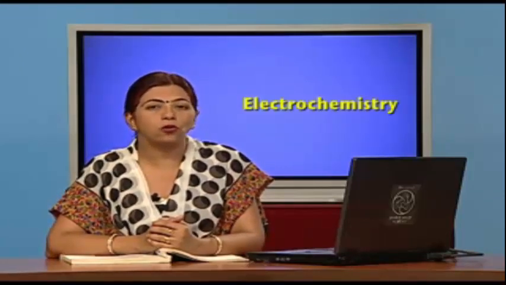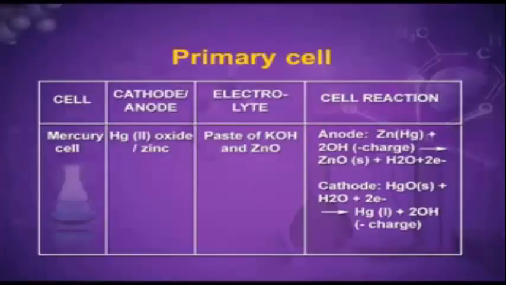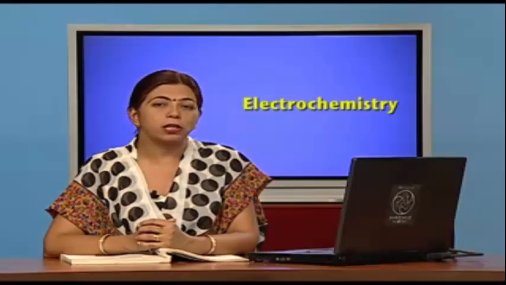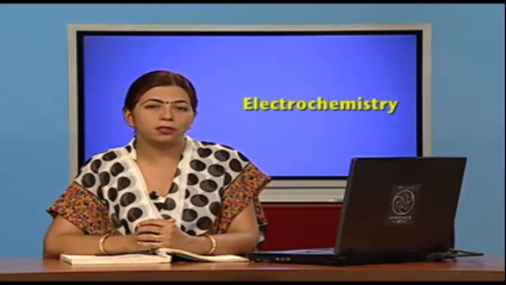Just see the overall reaction. Zn(Hg), this is known as zinc amalgam, plus HgO solid, and it gives ZnO plus Hg. With Hg in the brackets it's written l, small l, that denotes that it is liquid. I hope you all know that mercury is the only liquid metal.